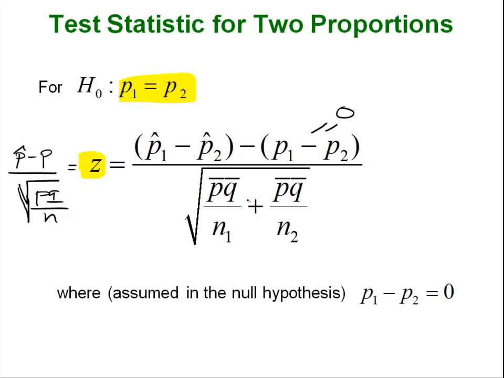And then down here, we're just doing the pooled p, right? This is pooled p, pooled q over the first sample size, plus the same thing over the second sample size. So we're basically just doing a standard deviation from those two samples.